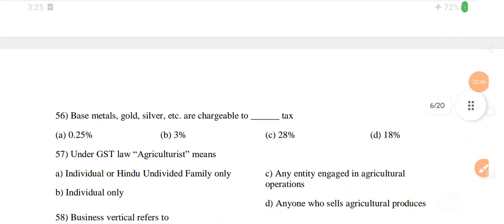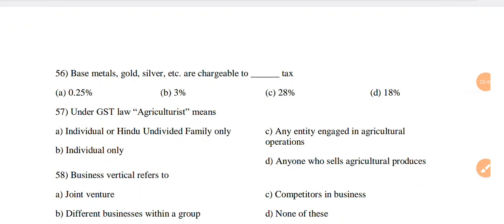Move to our next question. Base metals, gold, silver, etc. are chargeable to dash tax. Option A 0.25%, option B 3%, option C 28%, and option D 18%. The correct option is B, 3%.